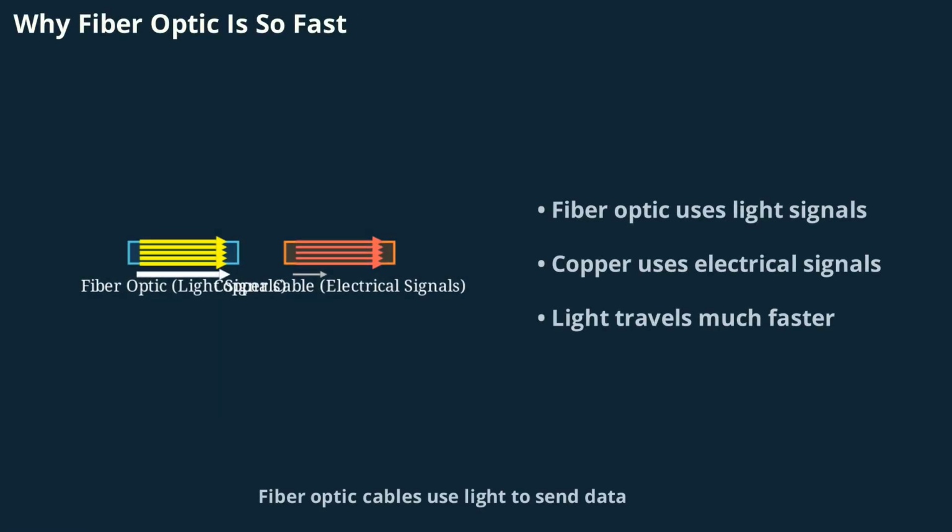Fiber optic cables use light to send data, which means information travels at nearly the speed of light. This makes fiber internet incredibly fast and reliable. In contrast, older copper cables use electrical signals, which are much slower and can be affected by interference. That's why upgrading to fiber optic can make such a big difference in your internet experience.